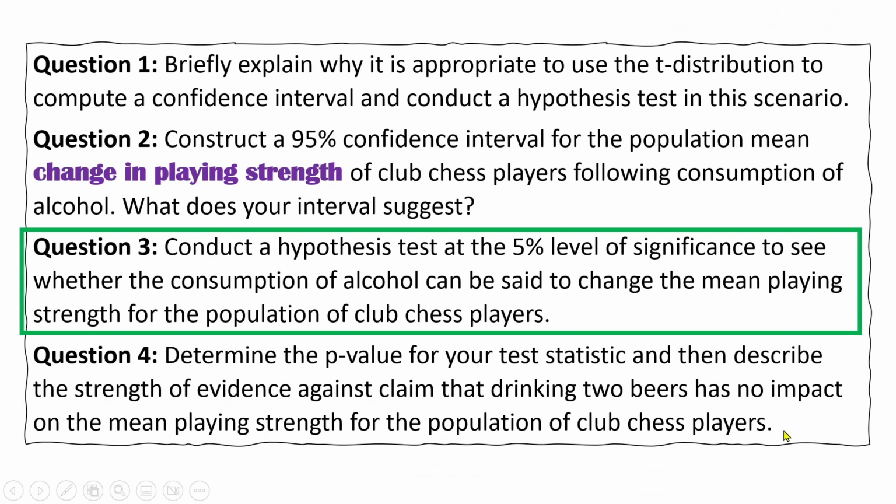Good. Next question: conduct a hypothesis test at the 5% level of significance to see whether the consumption of alcohol can be said to change the mean playing strength for the population of club chess players.